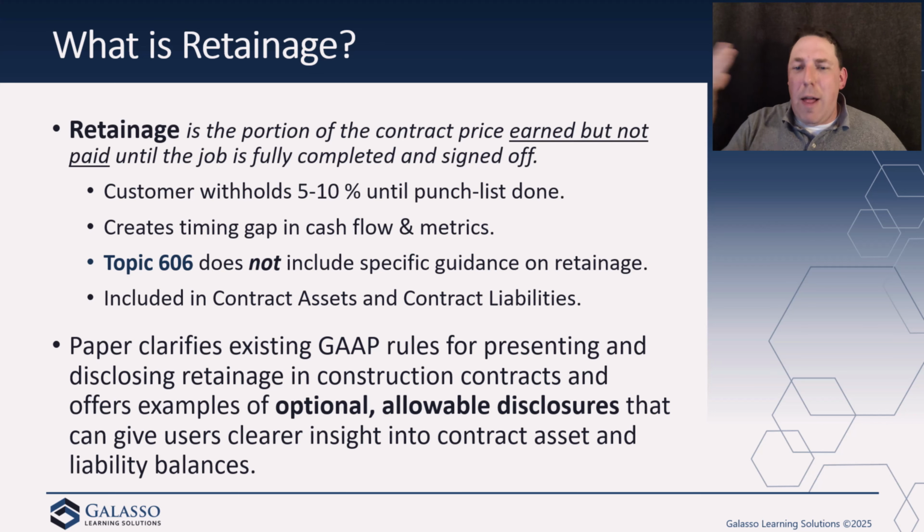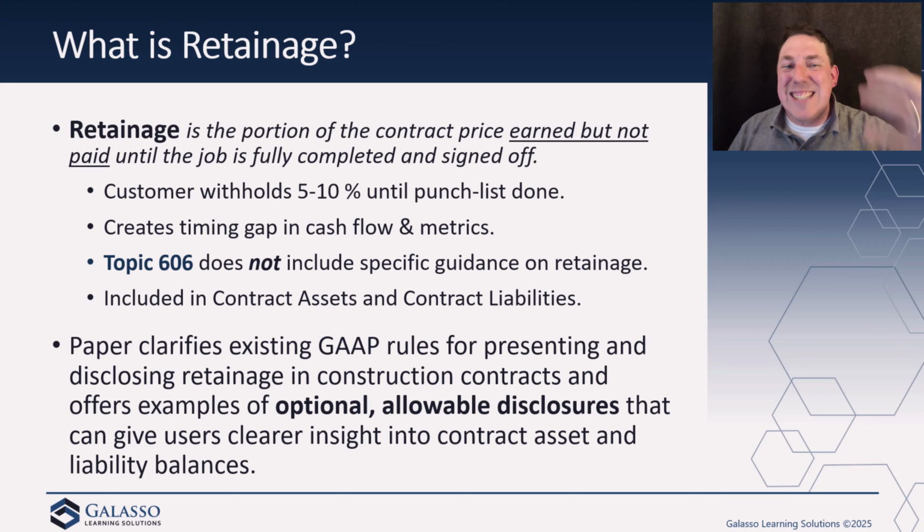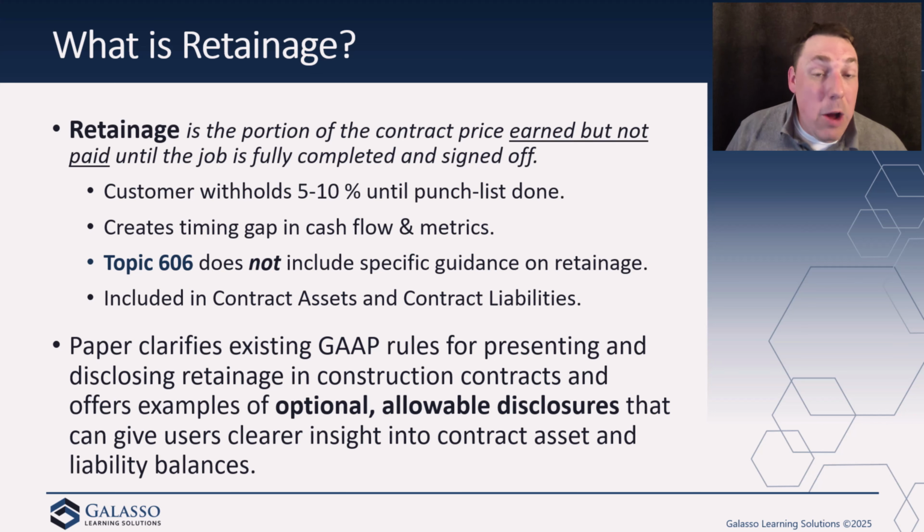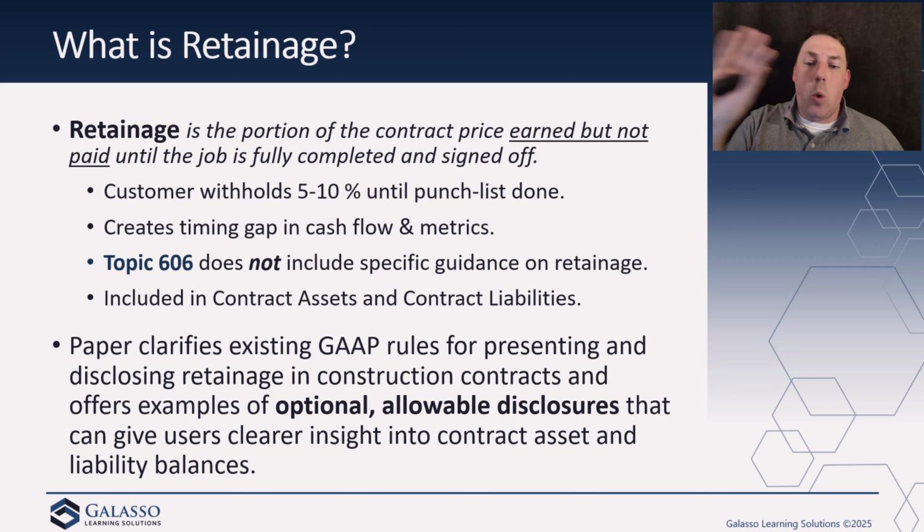So to help ensure follow through, construction contracts often include retainage, where a portion of the payment, typically 5 to 10%, is excluded. It's earned by the contractor, but withheld until the entire project is complete. Again, designed to motivate the contractor to stick it out until the end. Now, from an accounting standpoint, this creates time gaps in cash flow, gaps in timing of revenue recognition. And Topic 606 doesn't actually provide any specific guidance on retainage. It's generally just included in contract assets or contract liabilities.